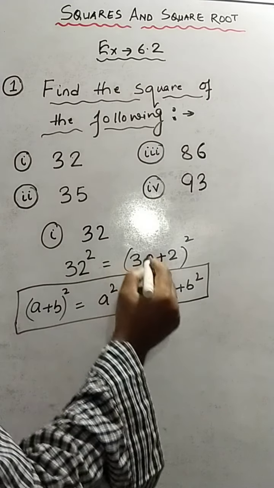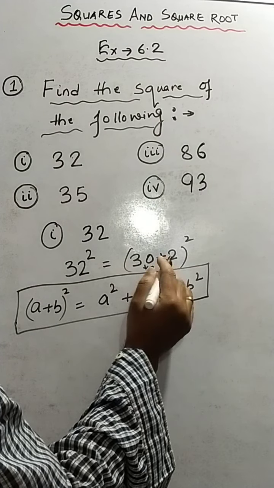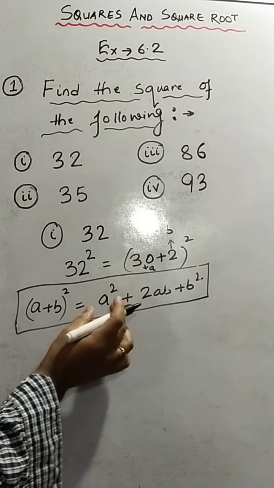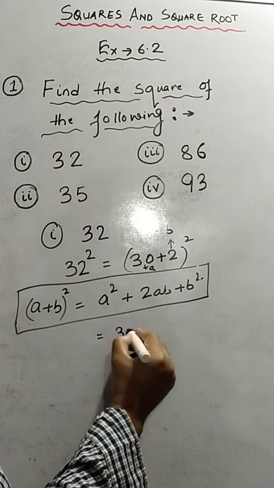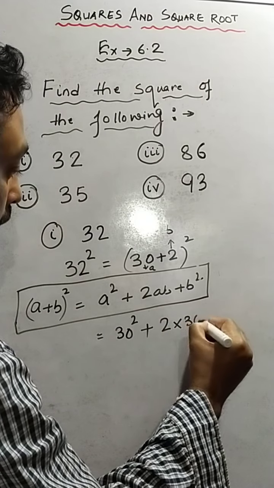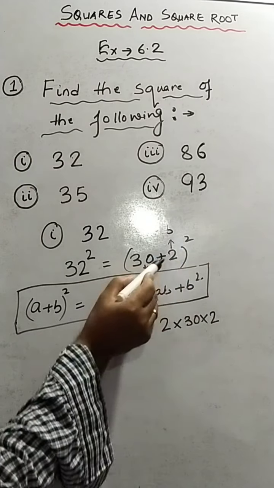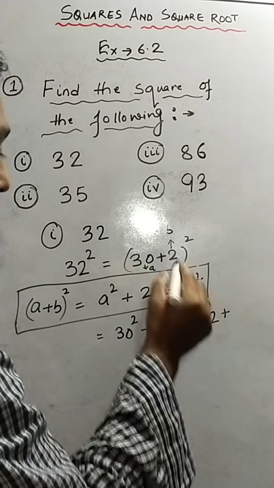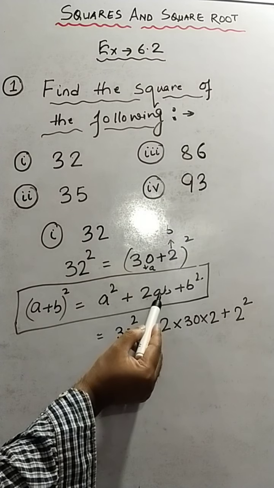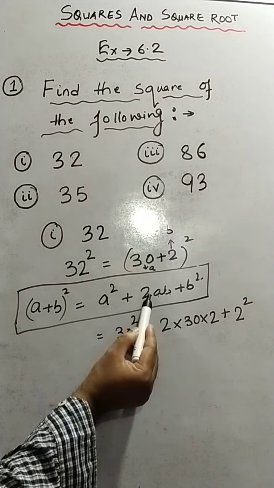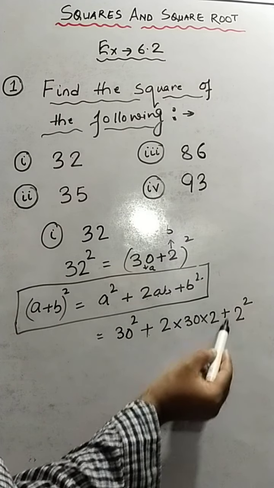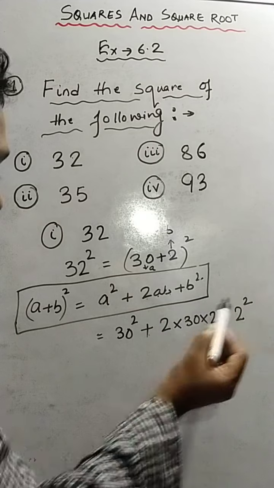We'll consider 30 as a and 2 as b. So how to expand it? The first thing we have to write is a square, that means 30 square, plus 2 into a into b, that is 2 into 30 into 2, plus b square, that means 2 square. Now we'll solve it.